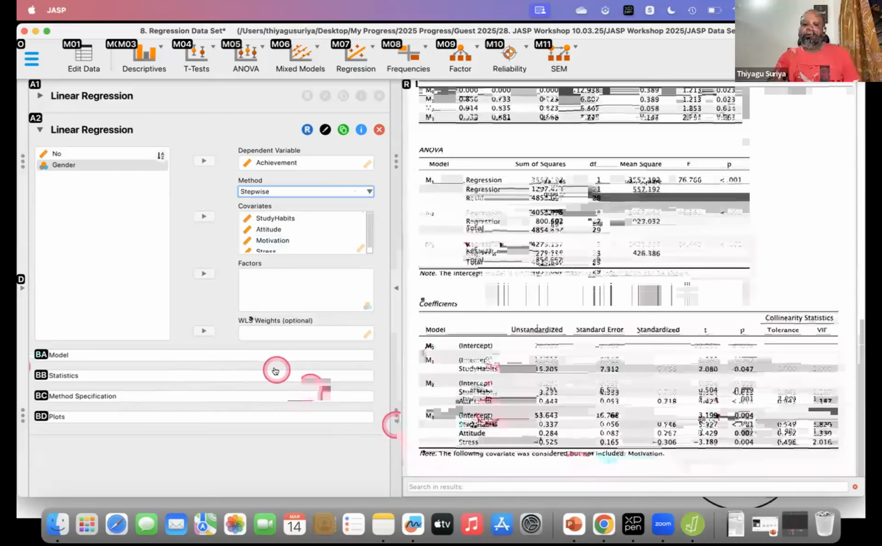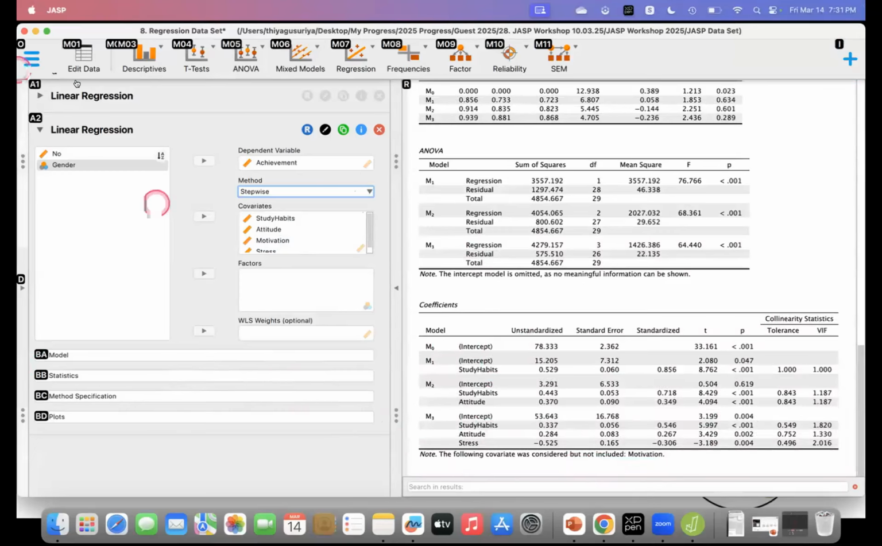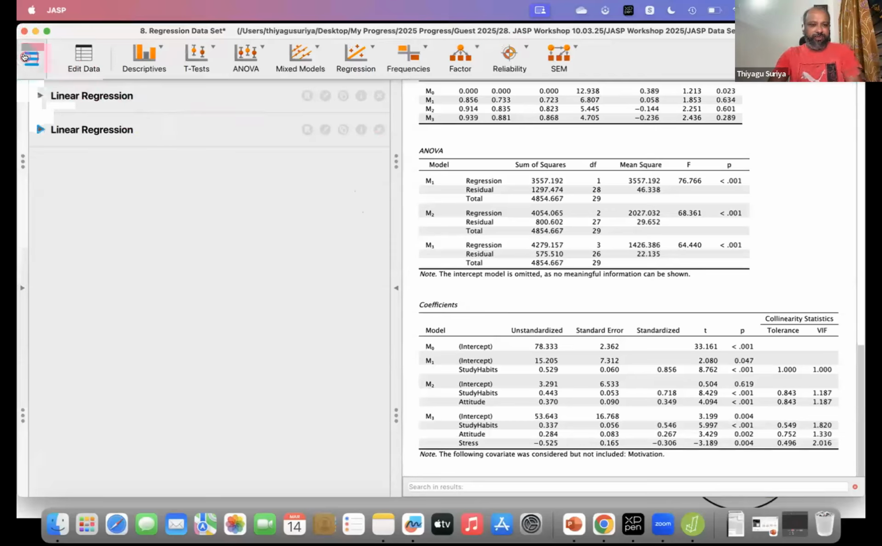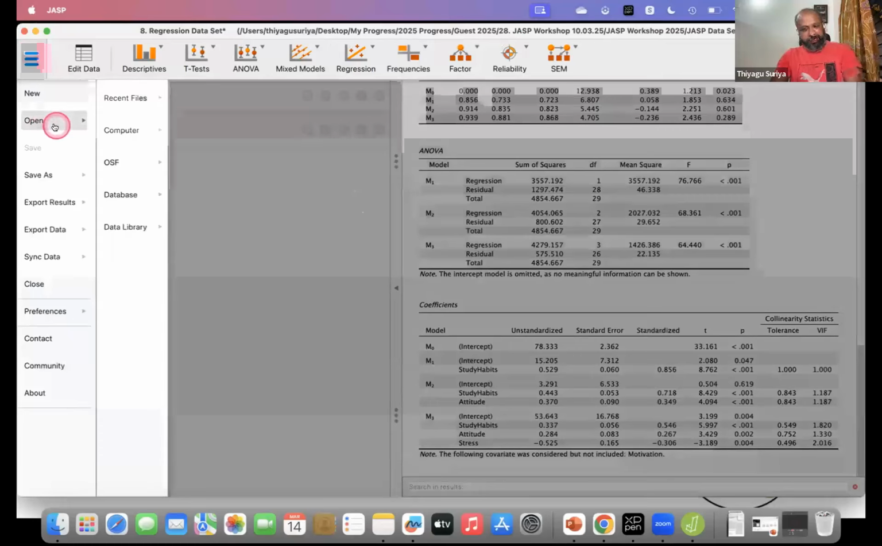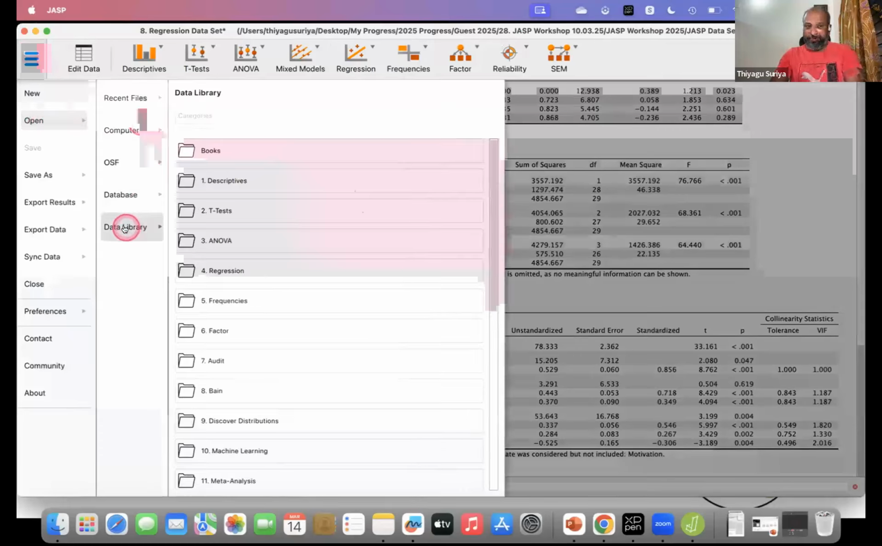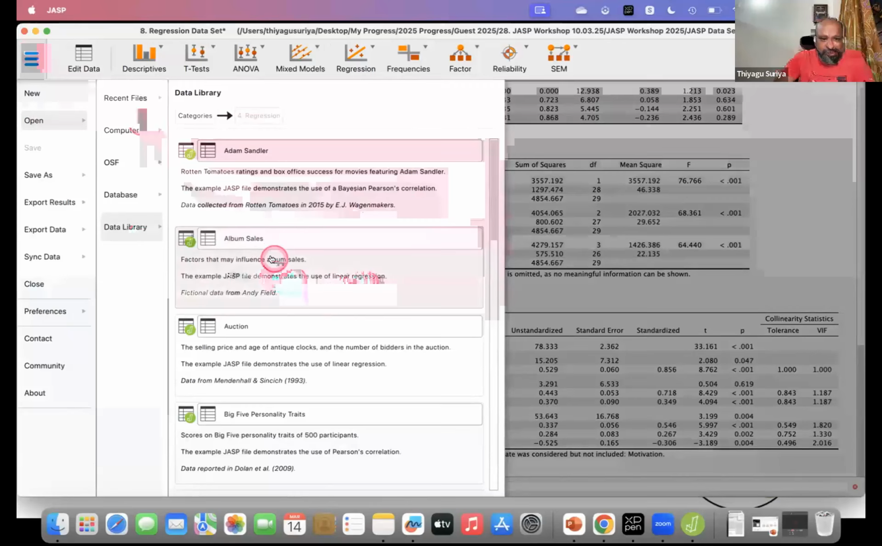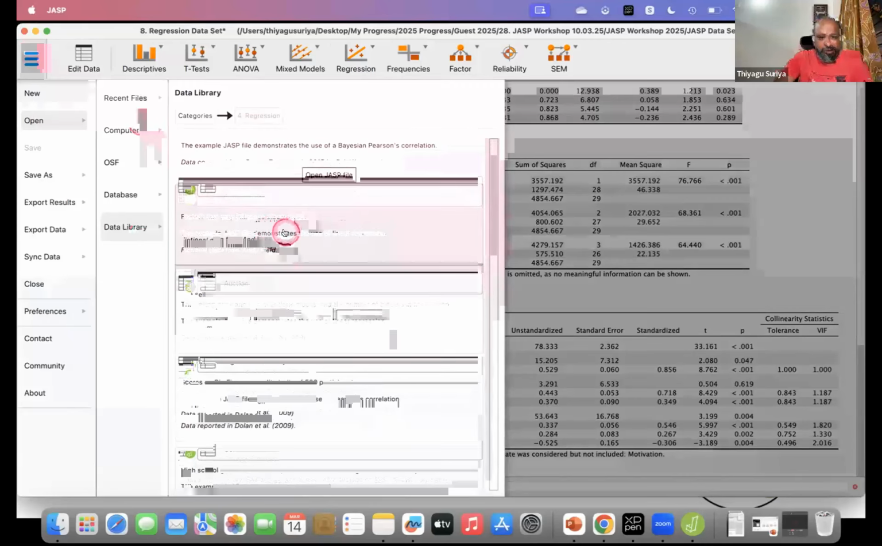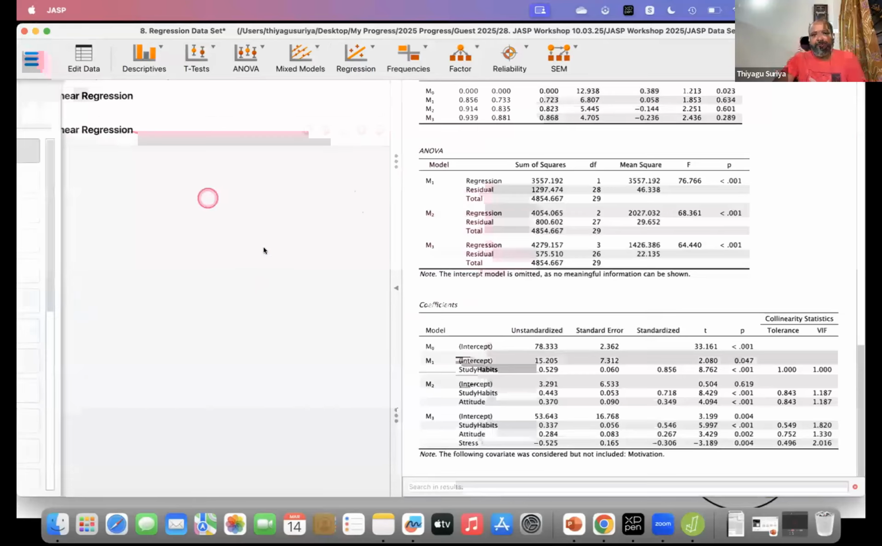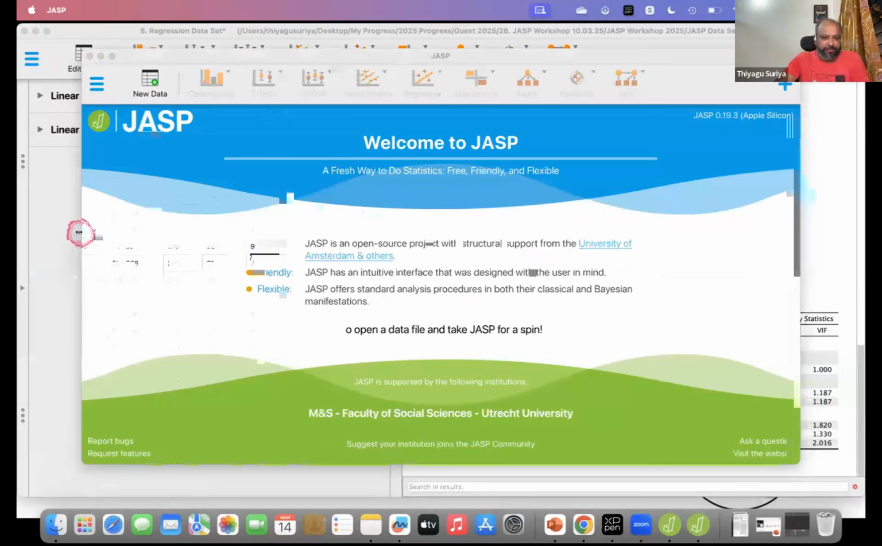So hope you are getting this when you can use this regression, right? Yes, sir. Now, can we go with this default data which is available here? I request all to open this data set and make a regression equation. Go to the open, go to the data library, go to the regression. There is the second one, album sales. Kindly click this data set. You are getting the data set, right?